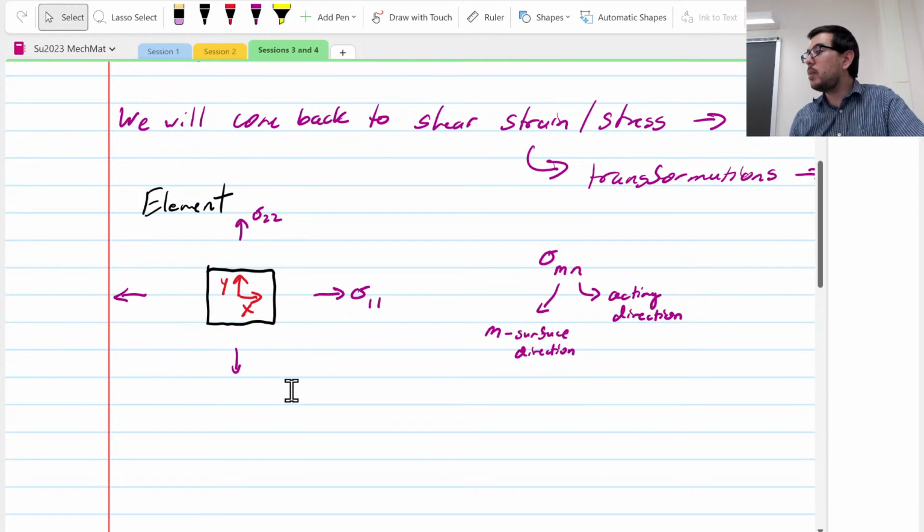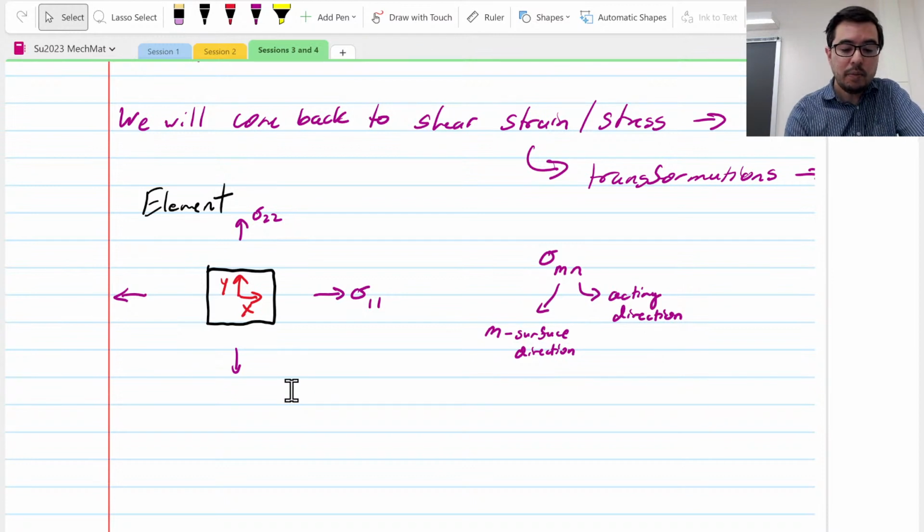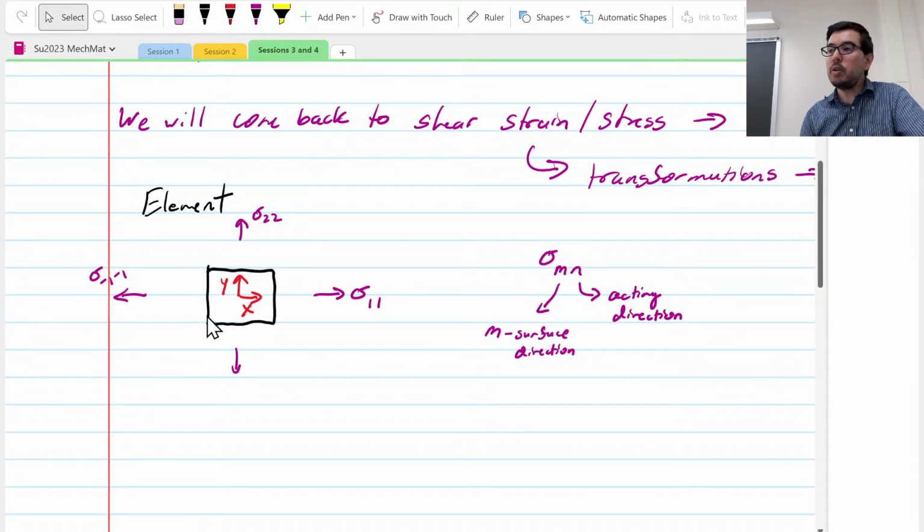What we don't typically do, if it has the same subscript numbers, is write 1,1. We'll just write sigma 1, sigma 2. Now, technically, this is a sigma minus 1, minus 1. This is actually a minus 1 direction surface, and it's going in the minus X direction. So it's sigma minus 1, minus 1.